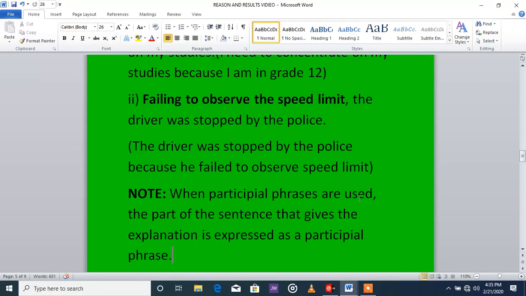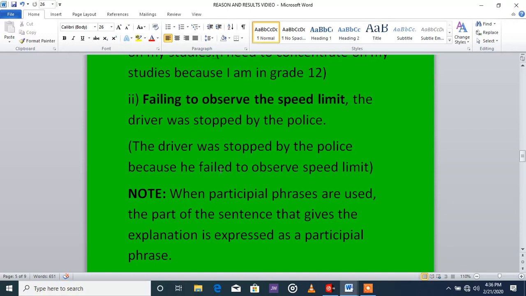Now the other one, sometimes we use "failing," like this one. They say begin "failing." Let me get it from the one in the brackets: the driver was stopped by the police because he failed to observe the speed limit. Look at the word "failed." They will say begin "failing," so the answer will be "failing to."